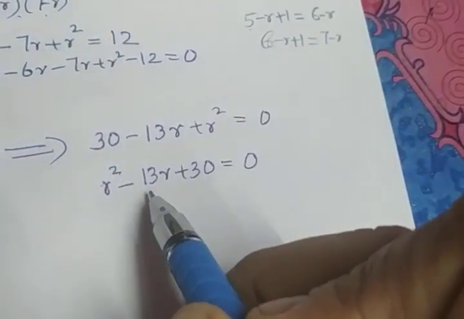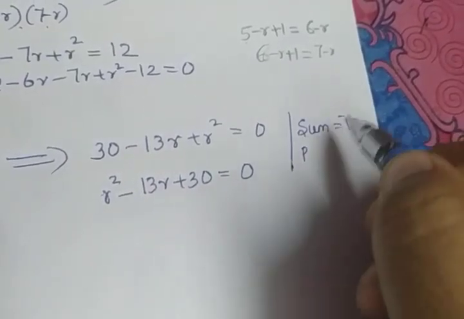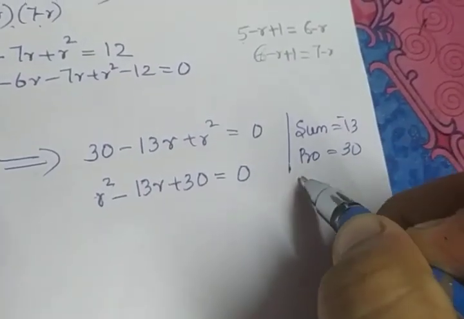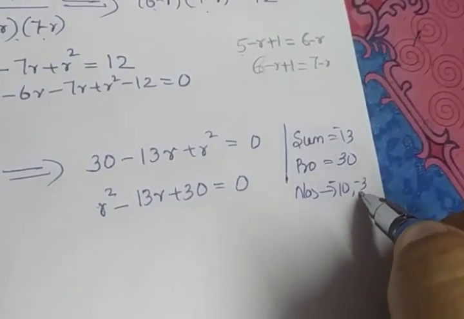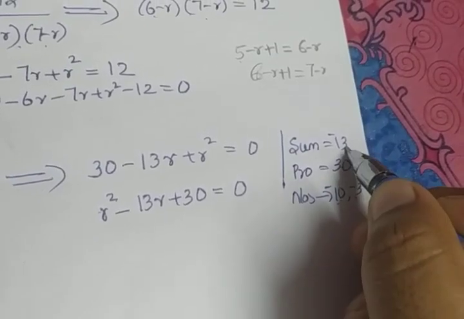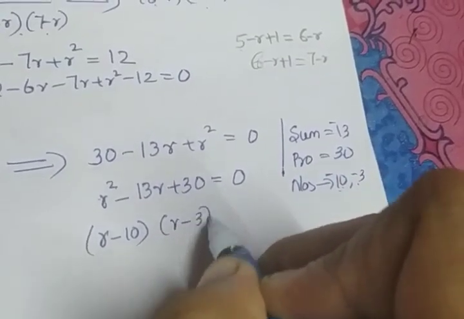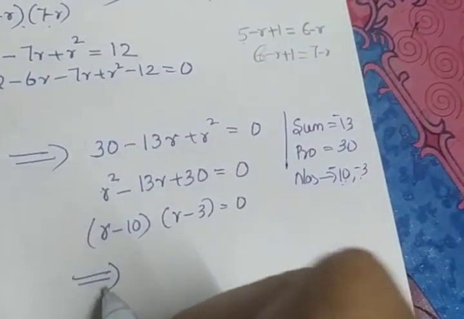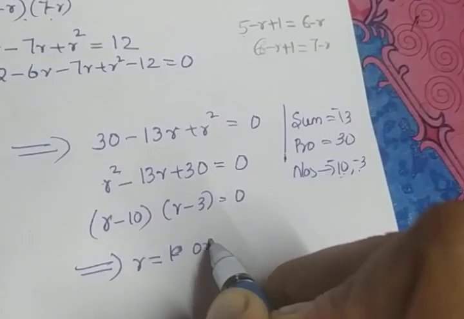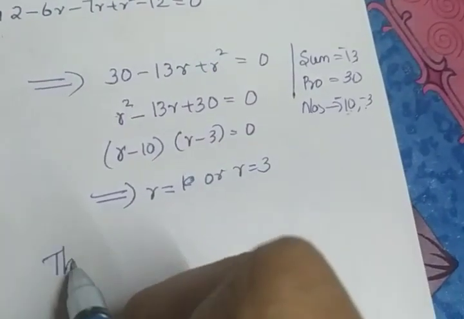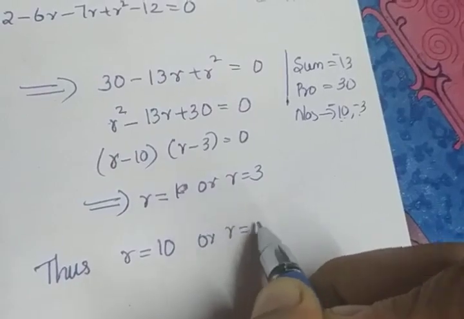So we have to find two values so that the sum is equal to minus 13 and the product is equal to 30. Which are the numbers? The numbers will be minus 10 and minus 3. So the product will be positive 30 and the sum will be minus 13. So we can factorize this as (r minus 10) into (r minus 3) is equal to 0. Which implies the value of r is 10 or r is equal to 3. Thus, the value of r is 10 or 3.